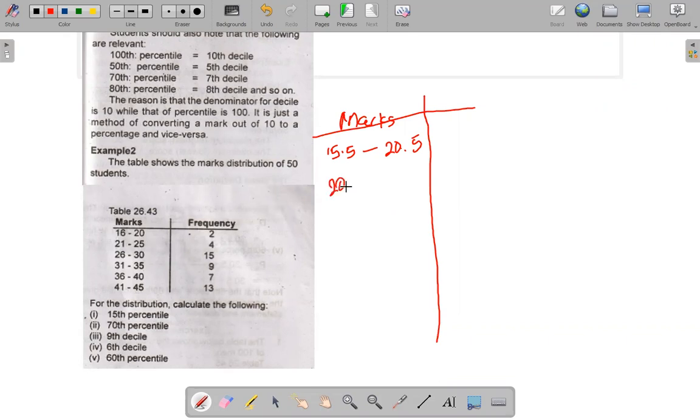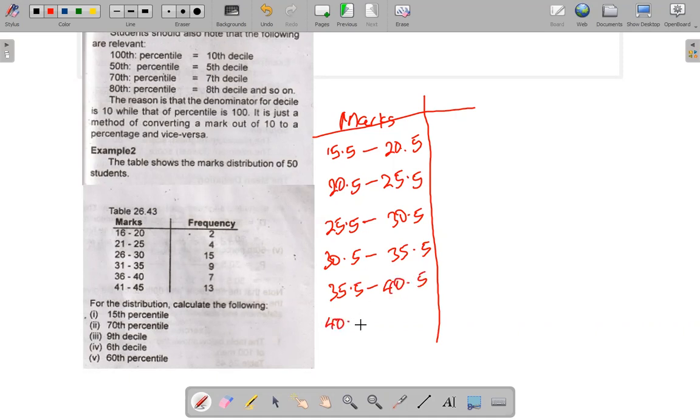I have 20.5 to 25.5. Next will be 25.5 to 30.5. The next will be 30.5 to 35.5, and 35.5 to 40.5, 40.5 to 45.5. Okay. Next thing is frequency.